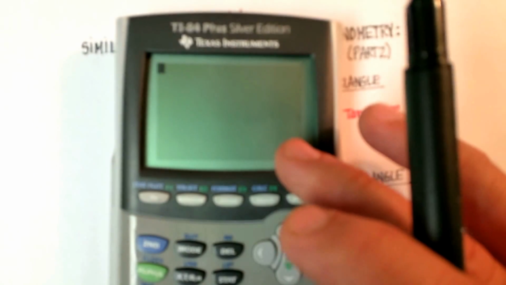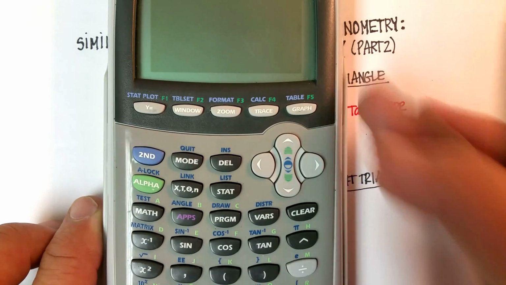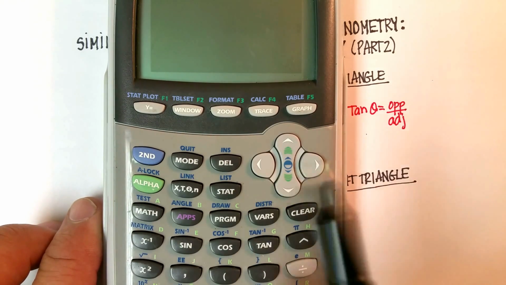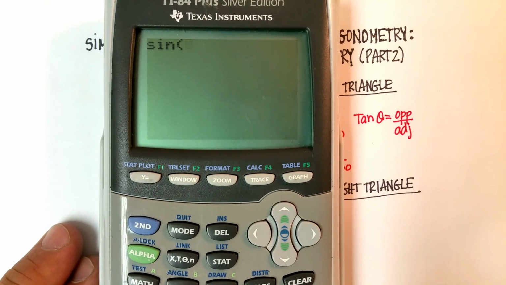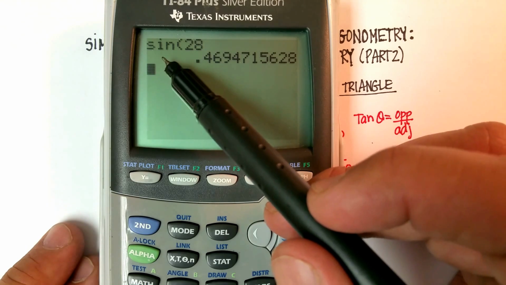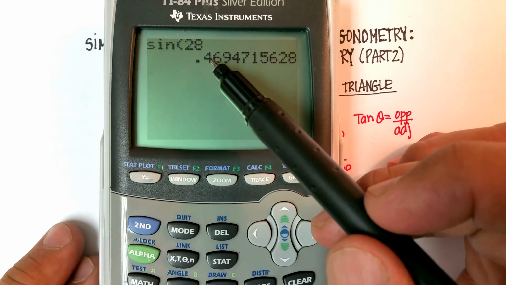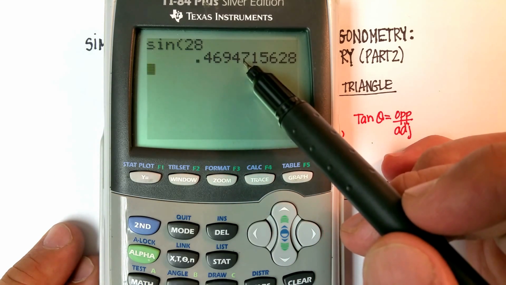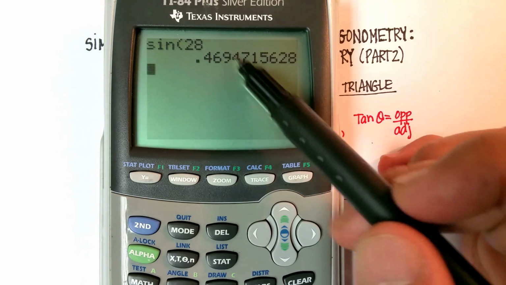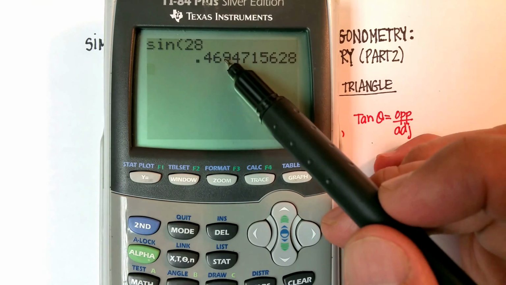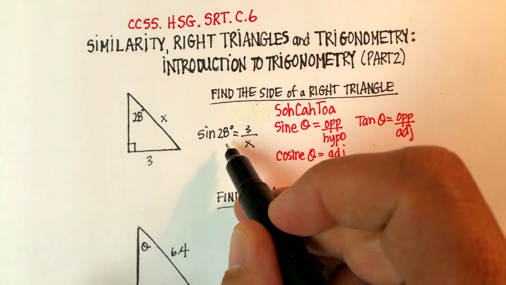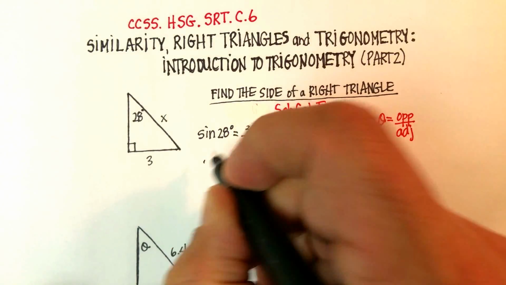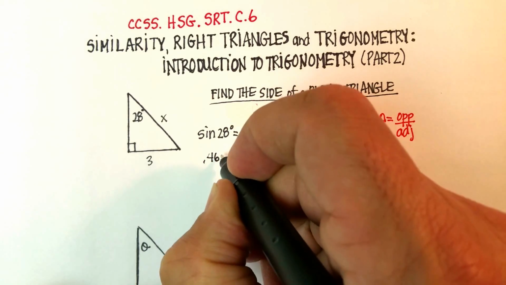We want to find the sine of 28 degrees. So the way I do it is I would go to this button here where it says sine, and this is what shows up. Punch in 28 and then press enter. We know that the sine of 28 degrees is 0.46947. Now, normally I would go to 4 places, so I'm going to say 0.4695. And we're going to replace sine of 28 with 0.4695.